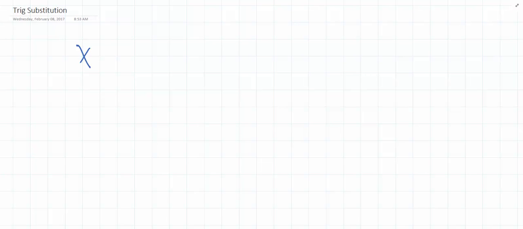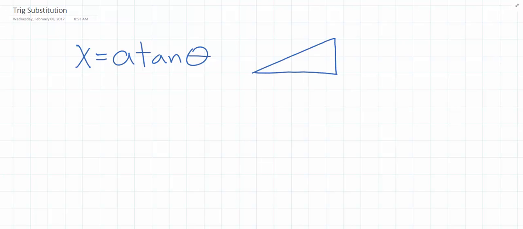Let's suppose that you have a situation like this. Let me say some number, A tangent theta. Let's suppose that X is equal to A tangent theta. Well, think about a triangle where we have theta. Now, of course, this means that if I divide by A, I have tangent theta equals X over A. Now remember, tangent is the opposite over adjacent. So there's what we have.